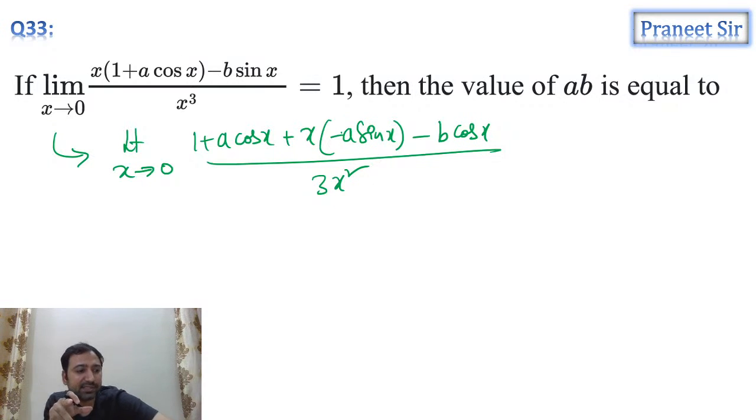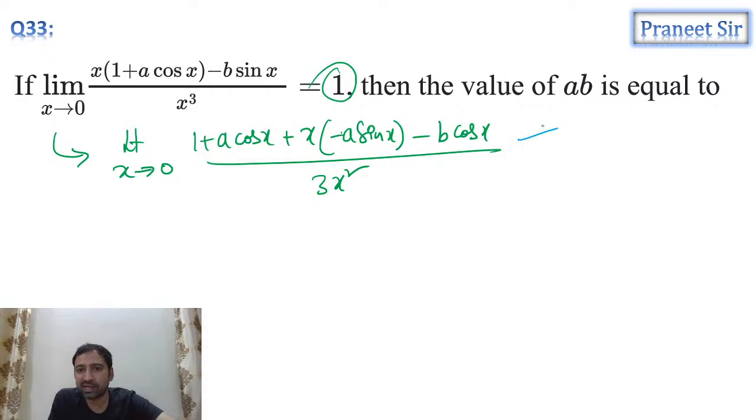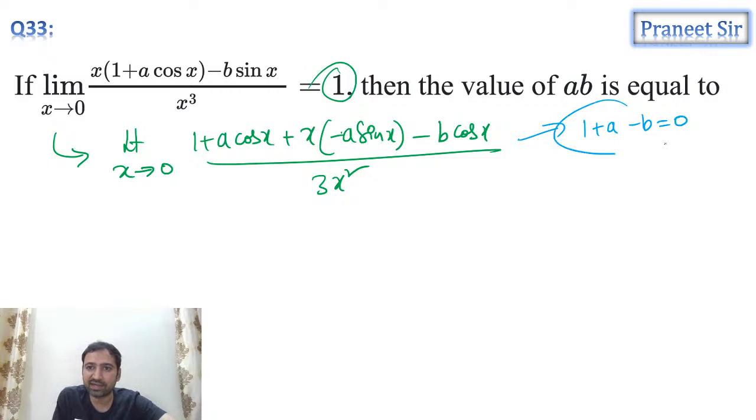As the denominator is getting 0, the numerator also should be 0. Why? Because the limit has to be finite, meaning it should be in the form 0 by 0. So the numerator has to be 0, guys. When you substitute x equals 0 in the numerator, 1 plus a minus b is equal to 0, we're getting. Okay, this is one condition we are getting. You can keep this condition.